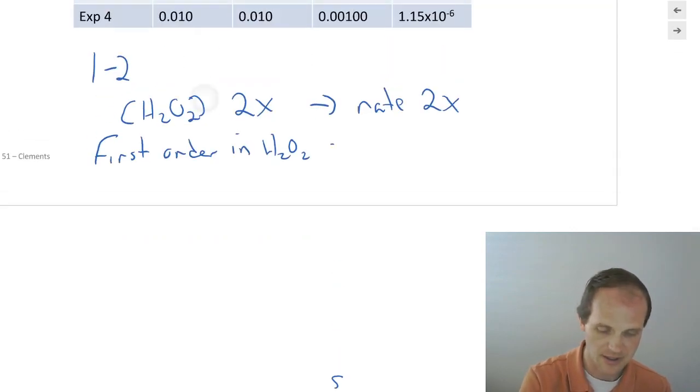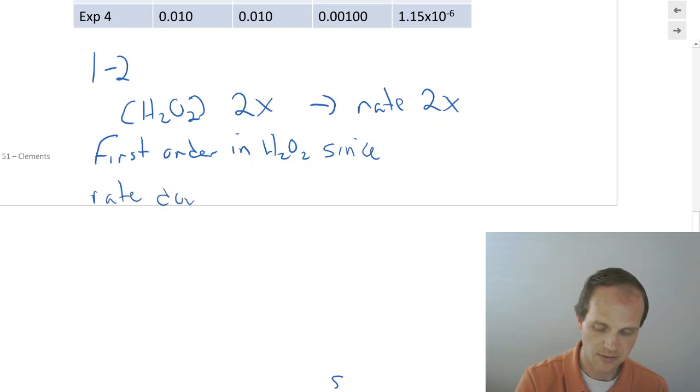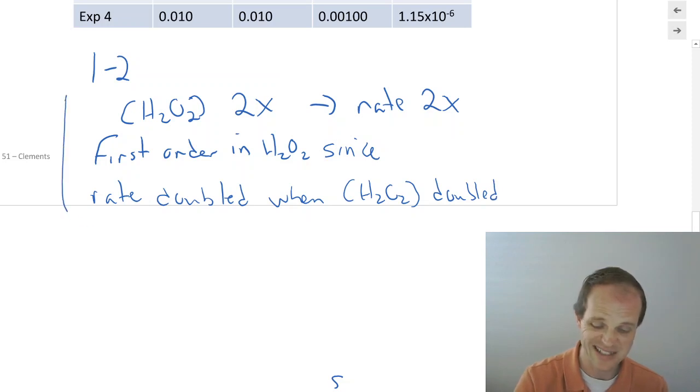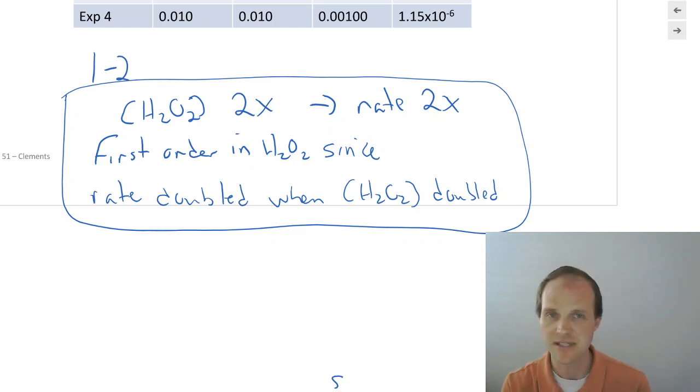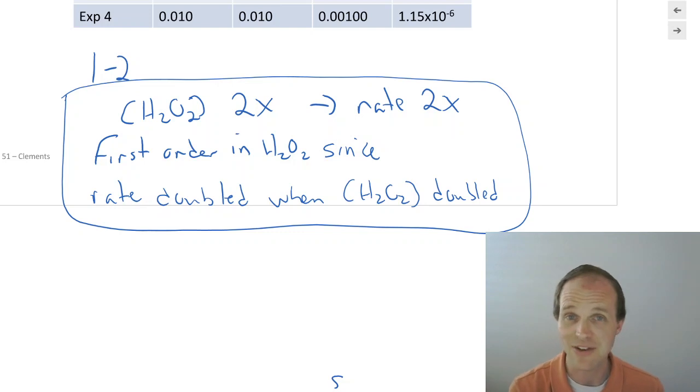Silly computer today. Since the rate doubled when the concentration of H2O2 doubled. And on tests and quizzes and things like that, I want to see something like this. I want to see a justification, not just, oh, here's a table and it's first order in H2O2. Tell me why. Well, because when I did this, this happened. So your handwriting doesn't have to be the best, but you do have to justify it. It's first order in H2O2 since the rate doubled when the concentration doubled.